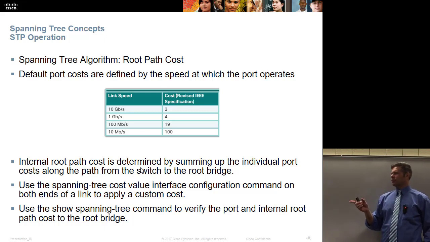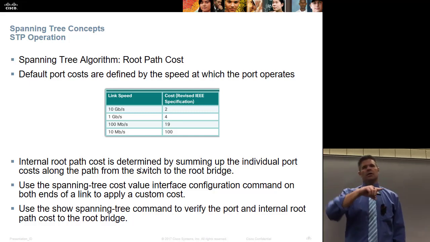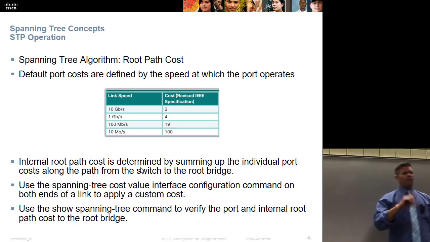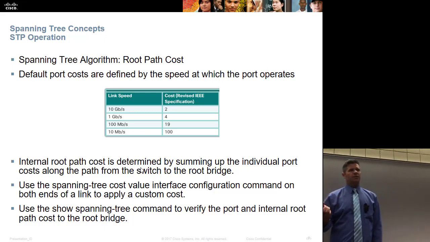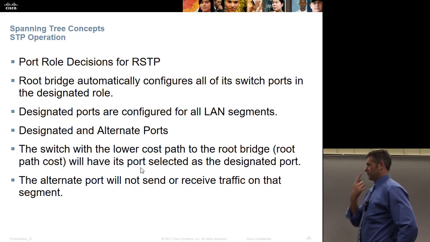If you show spanning tree, you can see the port and the internal root cost path back to whatever we designated as the root bridge. Does it make sense? We figure out how fast the links are, and based on that overall speed to get back to whatever the root is, we decide if we're going to use that or not.